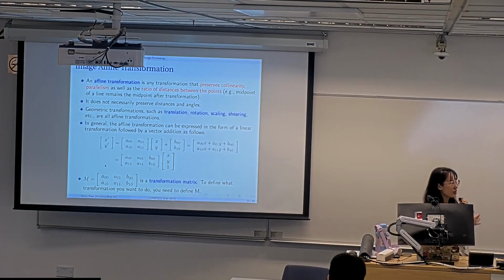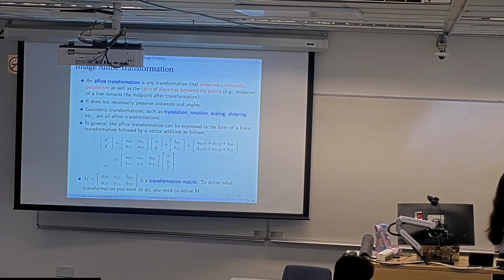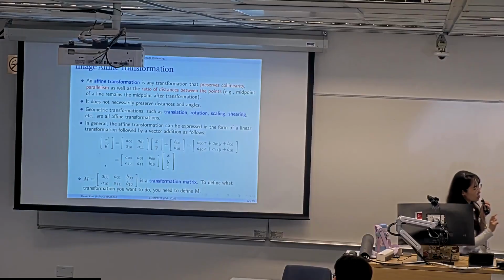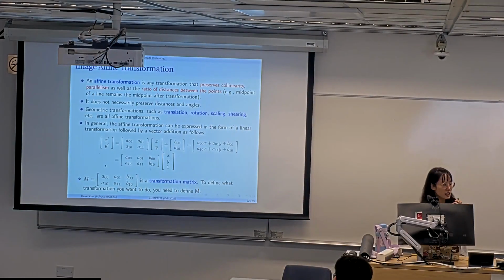And of course, if you have a different big M, if you change any of these values in big M, then the affine transformation will also change accordingly. Each M corresponds to one affine transformation. This is the general representation of the image affine transformation. Then let's see some specific examples.